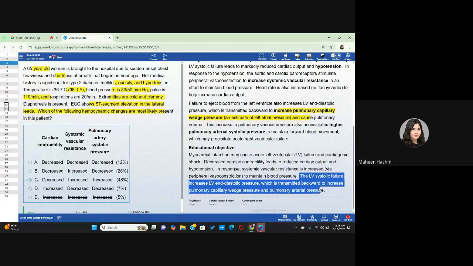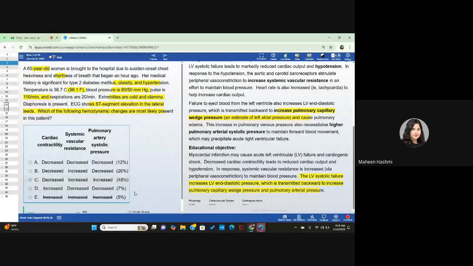Okay, what happens in an obstructive shock? Can anybody tell me what's going to happen in an obstructive shock to the cardiac contractility, to the SVR and the pulmonary artery systolic pressure? Anybody? What do you mean by obstructive shock? Obstructive shock is cardiac tamponade. Now, what's going to happen in cardiac tamponade?